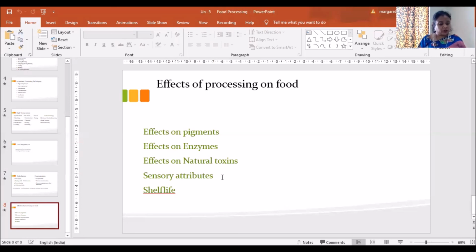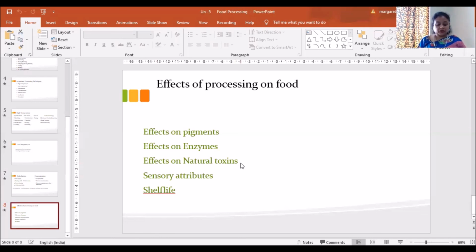Then effects of natural toxicants. You have various toxicants like trypsin inhibitor, which is a natural toxin found in soya beans. Then you have diaminopropionic acid, which is specifically found in kesar dal. Then you have goitrogen, which is found in cabbage and cauliflower specifically, which is not good for thyroid patients. So these are the various natural toxicants.